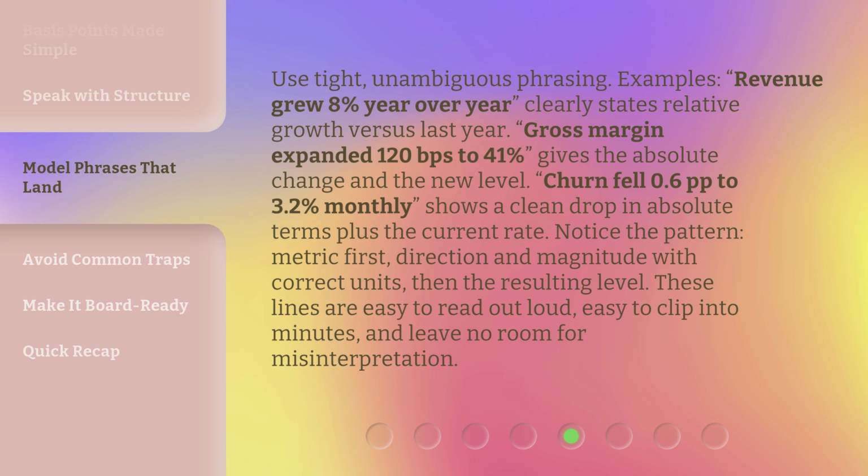Use tight, unambiguous phrasing. Examples: revenue grew 8% year-over-year clearly states relative growth versus last year. Gross margin expanded 120 BPS to 41% gives the absolute change and the new level. Churn fell 0.6 PP to 3.2% monthly shows a clean drop in absolute terms plus the current rate.